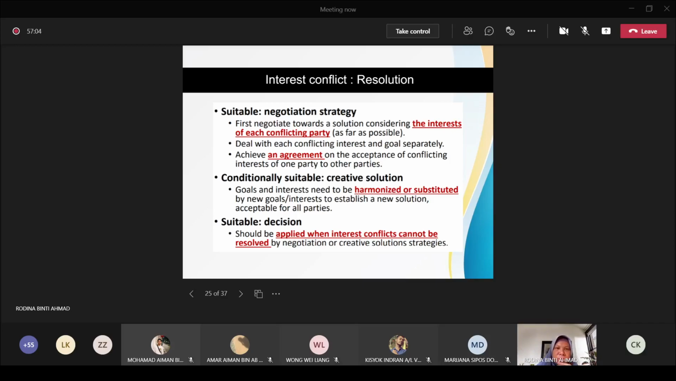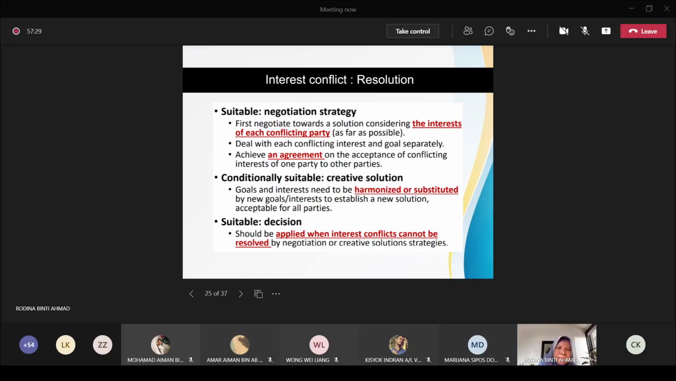And then we try to deal with each conflicting interest and goal separately, and achieve agreement on the acceptance of conflicting interests of one party by the other parties. In other words, we try to make sure that we are able to find out which are the common goals between them. So one way is to use negotiation to address these interest conflicts.